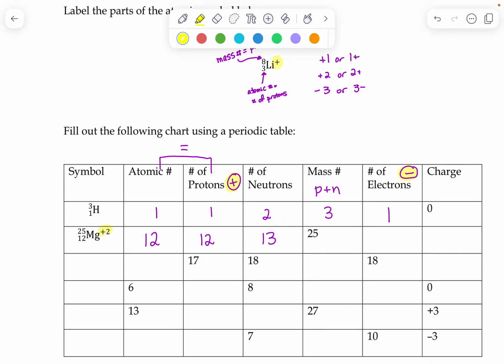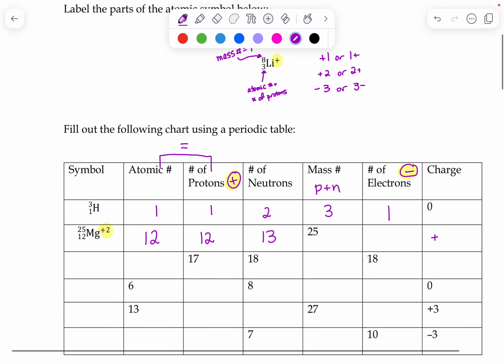This isn't a neutral atom of magnesium, though. It has a charge of +2. There are more positive protons than there are negative electrons because it's positive 2. So the way I like to think of it, the proton team is playing the electron team in basketball. The proton team is winning by 2 points, +2. If the proton team has 12 points, that means the electron team must only have 10 points.